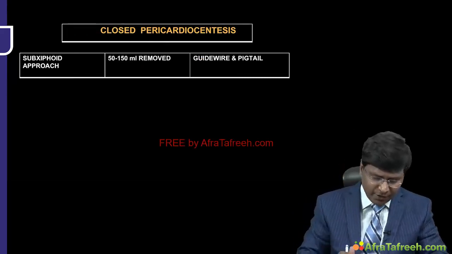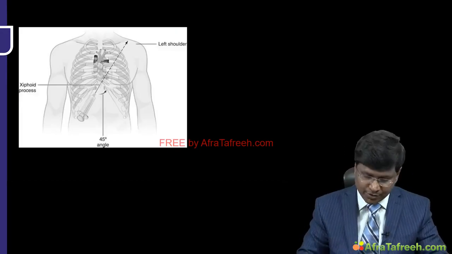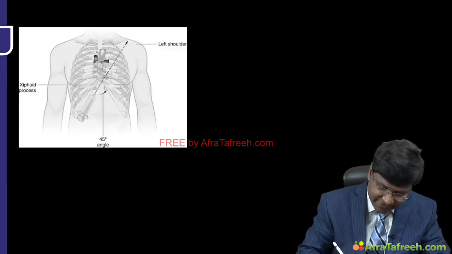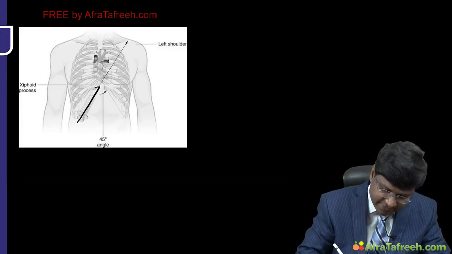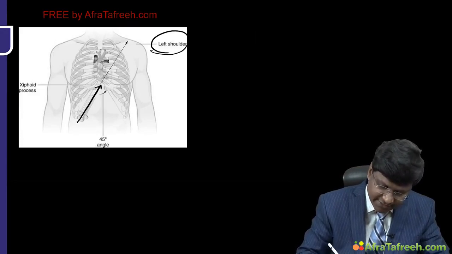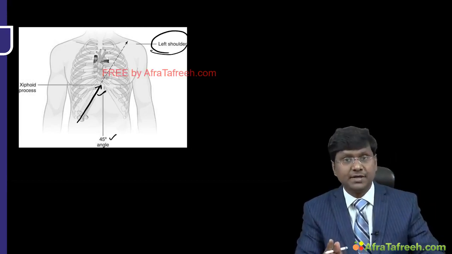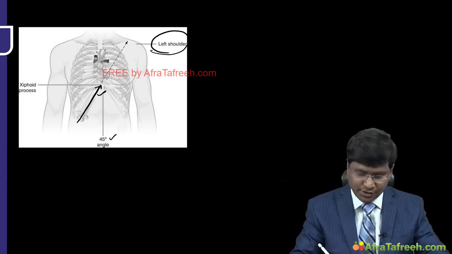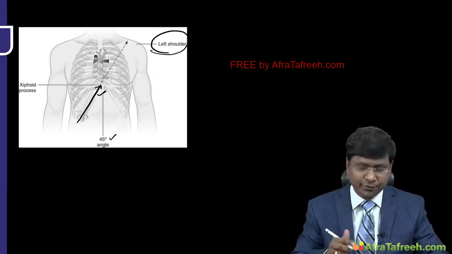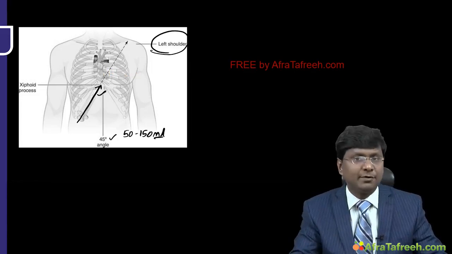Now, if you are doing closed pericardiocentesis, the approach is the subxiphoid approach. You have to insert the needle in the subxiphoid area, towards the left shoulder, and this angle should be 45 degrees. Once you have inserted the needle, first you try to take out the fluid. How much fluid? A minimum of 50 to 150 ml, with the help of the syringe.